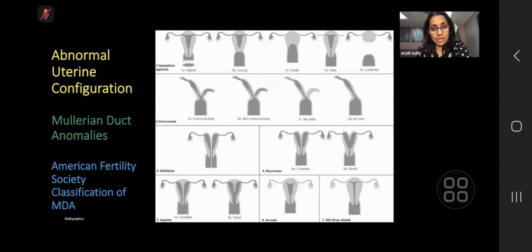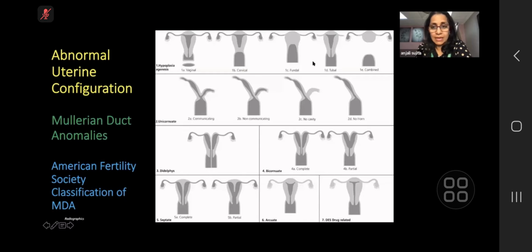Remember, the lower third of vagina and ovaries have completely different embryology, and so Mullerian duct anomalies are not associated with abnormalities in ovarian development or abnormalities in external genitalia. But these are commonly associated with renal abnormalities. And so when you diagnose Mullerian duct anomaly, it is important to look for both kidneys. Renal anomalies are commonly renal agenesis, ectopic kidney, malrotation, or renal duplication.